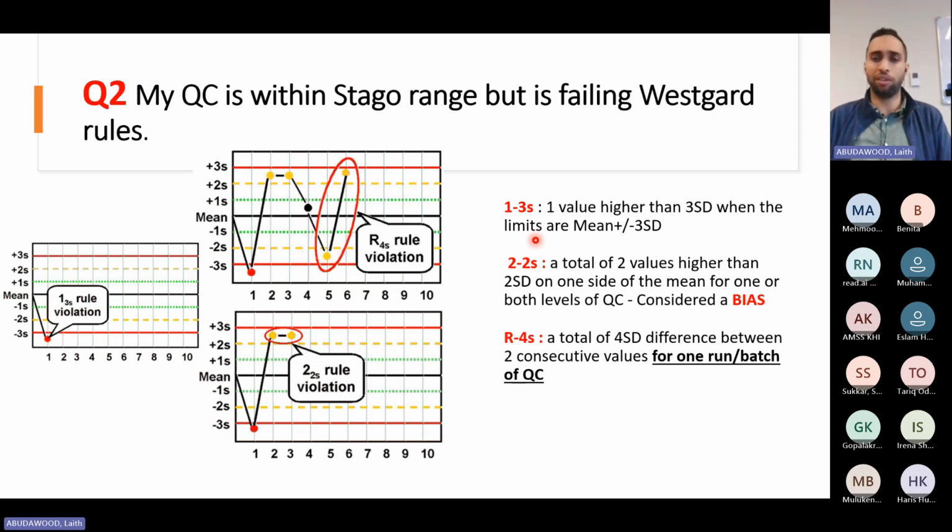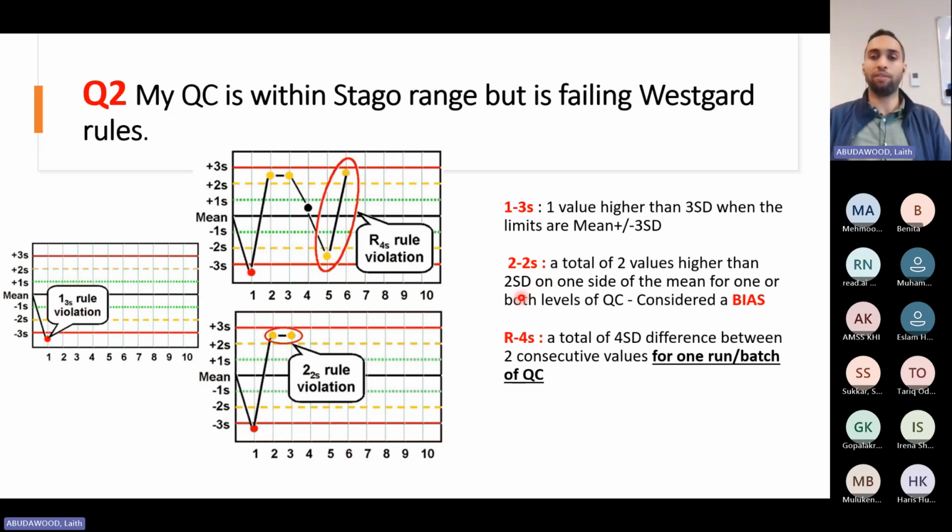How about if I'm using 2 standard deviations as my limit? You can use a rule that is 2 runs consecutively outside of 2 standard deviations. That can be either 2 runs in the same level. So I run, for example, level N 2 times. Both times are out of 2 standard deviations. Westgard rule is violated. Or I run N and P. Both N and P are higher than 2 standard deviations on one side. So for example, both N and P are higher than 2 standard deviations, or both N and P are lower than 2 standard deviations. That's how it works.